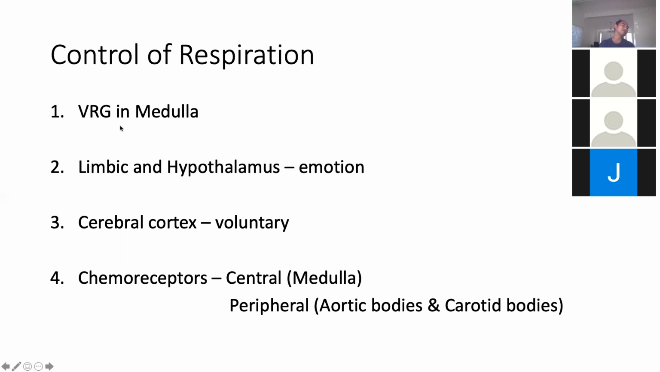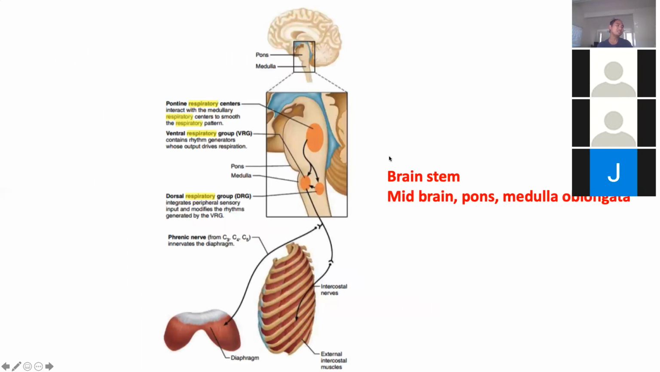So of course, spontaneous respiration is the ventral respiratory group. The next is limbic and hypothalamus, which is for emotion; stress and anxiety change our respiration. Voluntary effort, you can just make it up. Chemoreceptors: chemical changes in our blood will be detected by these chemoreceptors. These chemoreceptors are located in the aortic bodies, carotid bodies, and they will change the respiration. So yes, that is what we talk about.